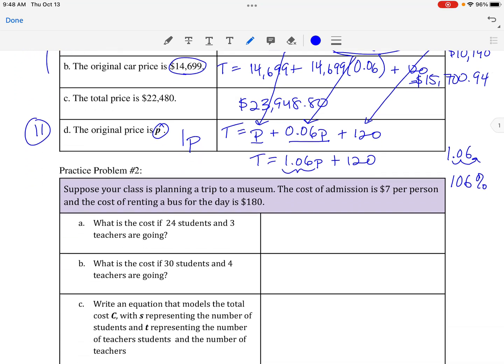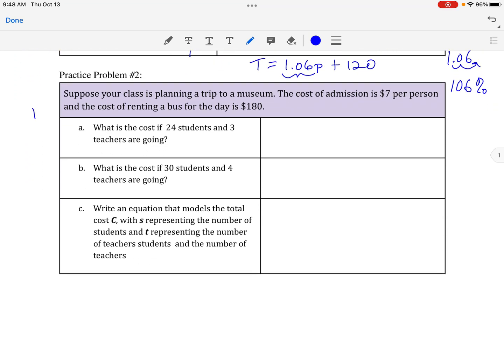And that makes sense that we'd multiply the price by 106% because we have the 100% plus the 6% sales tax. Okay, the next one, again, I encourage you to pause and try this on your own. We have the class planning a trip to a museum, $7 a person, and the cost of the bus, a flat fee of $180. So figuring out what is the cost, if we have 24 students, they're each $7, plus 3 teachers, also $7, plus 180. And if we work that out, that's going to be 369.